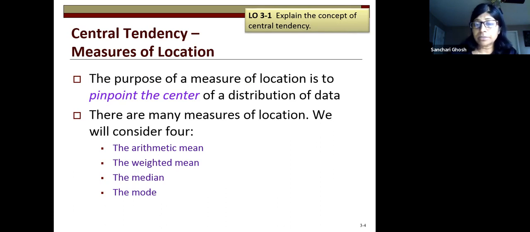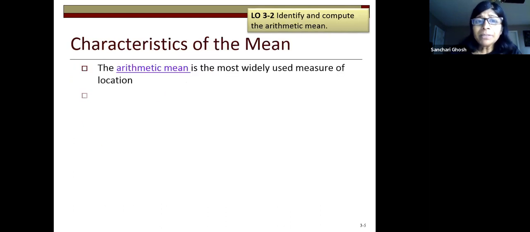The arithmetic mean is the most popular. You all know how to do it. I'm not going to show you how to take an average of a number. In fact, it will be fun to do it in Excel, where we will actually use the notation equals average, but we all know how to calculate the arithmetic mean. But there are certain characteristics of the mean that are important for our knowledge.